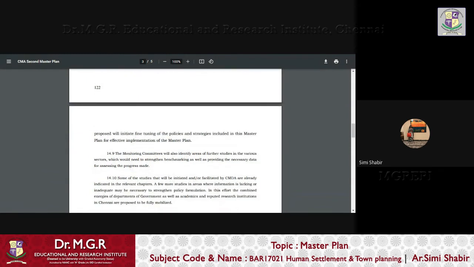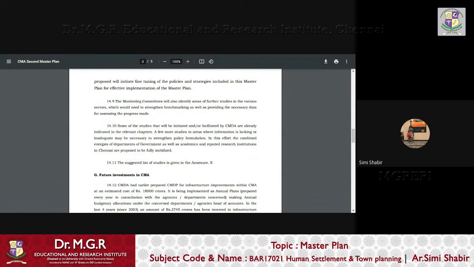The monitoring committees also were to identify areas of further studies in the various sectors which would need to strengthen benchmarking as well as providing the necessary data for assessing the progress made. Some of the studies that will be initiated or facilitated by CMDA were already indicated in the relevant sections. So, a few more studies in areas where information is lacking or inadequate may be necessary to strengthen the policy formulation. In this effort, the combined energies of departments of government as well as academics and reputed research institutions in Chennai were proposed to be fully mobilized.